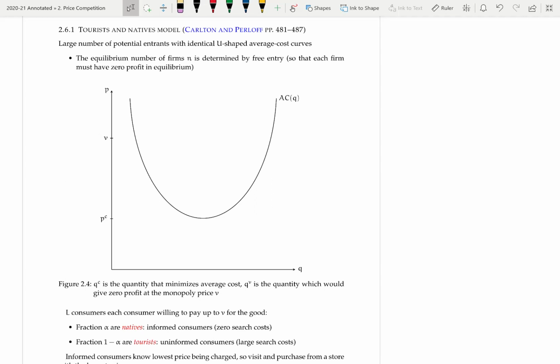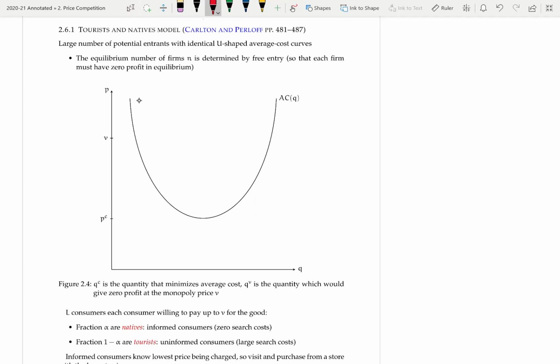In this model, there are a large number of potential entrants into an industry with identical U-shaped average cost curves. And in the model, the equilibrium number of firms is determined by free entry. So this means that each firm must be making zero profit in equilibrium. Otherwise, if they were making negative profit, firms would exit. If they're making positive profit, firms would enter.